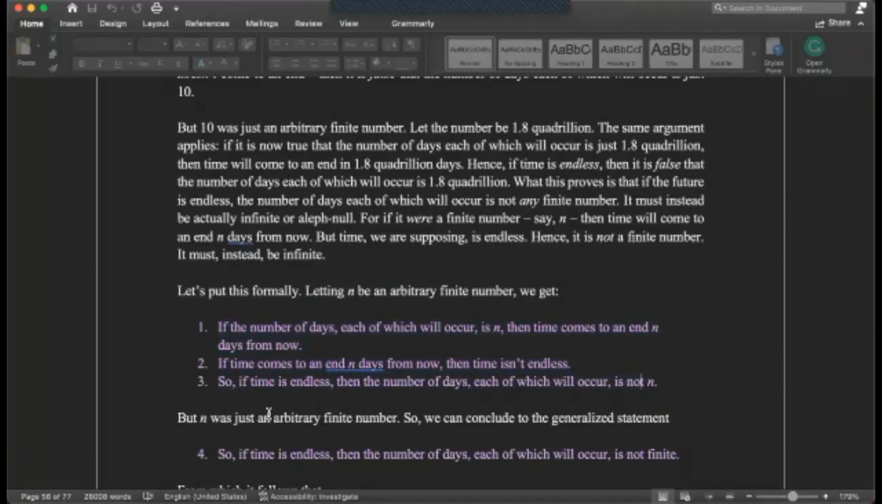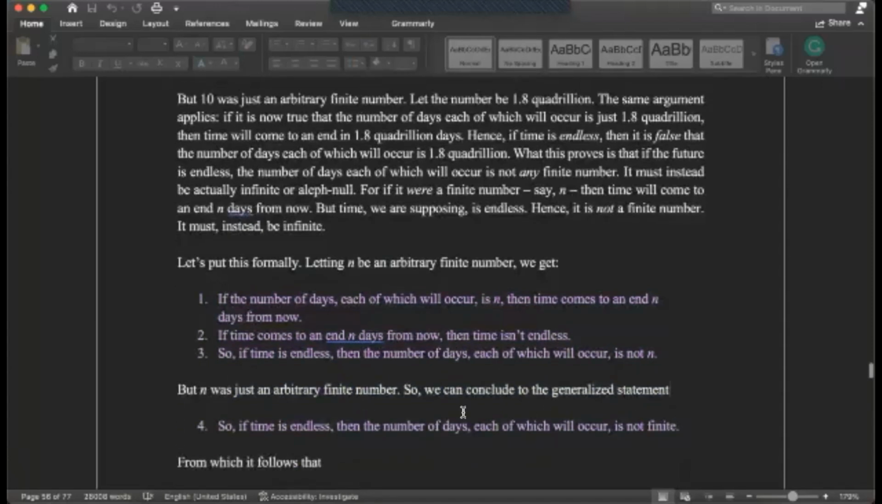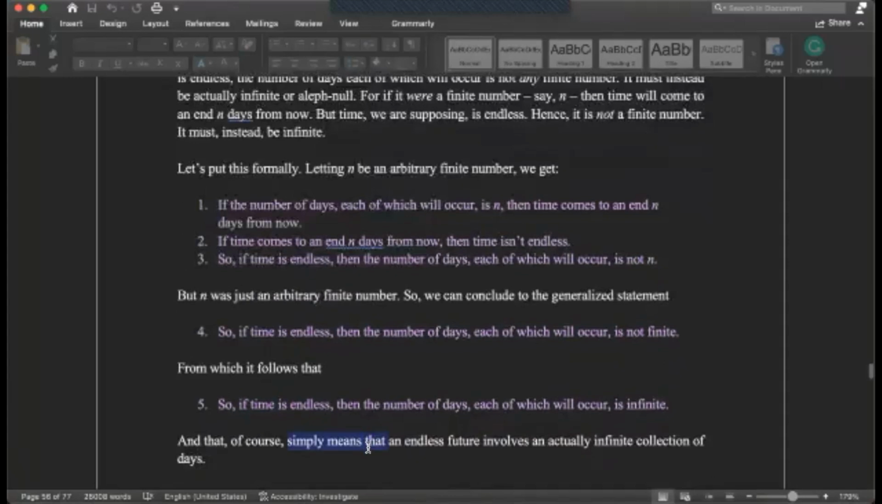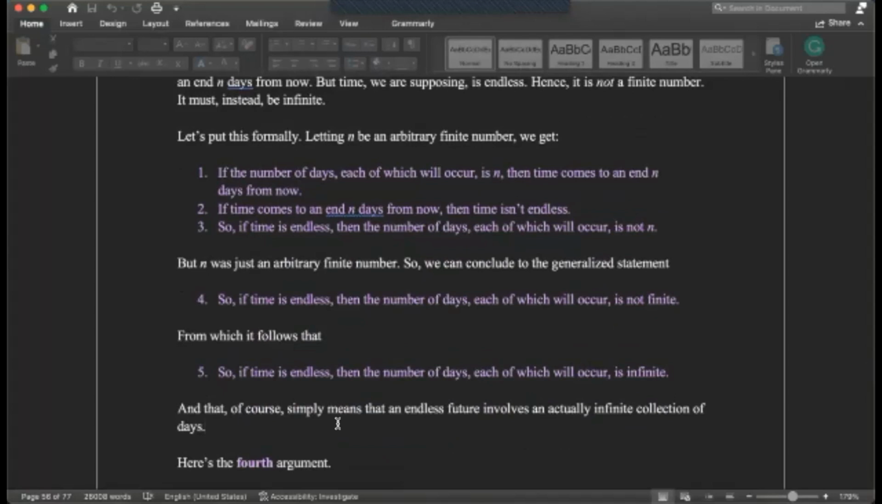But n, of course, was just an arbitrary finite number, so we can conclude to the generalized statement 4. If time is endless, then the number of days, each of which will occur, is not finite. From which it follows that 5, if time is endless, then the number of days, each of which will occur, is infinite. And that, of course, simply means that an endless future involves an actually infinite collection of days. And so we have an actual infinity on our hands, including all the alleged absurdities attending actually infinite collections.